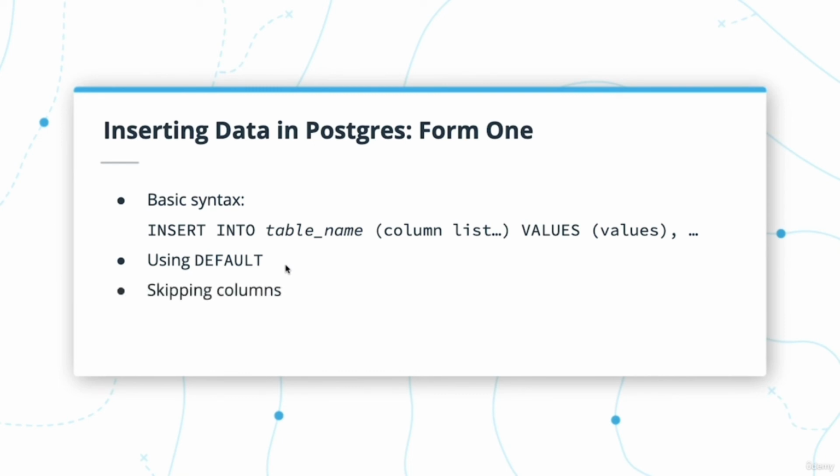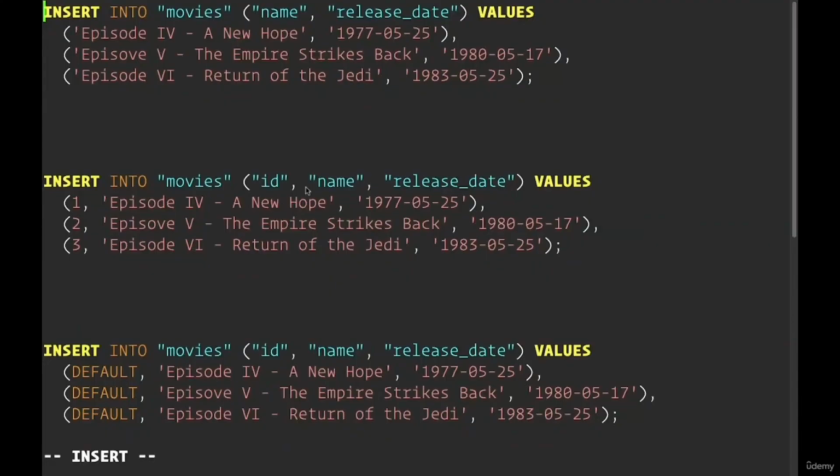We're going to see that we can skip columns, which will automatically insert the default values for them. And we're going to do that right now using an example table that I've already set up for you. So I've set up a few insert commands that we're going to dissect and run together. But before actually looking at them, let's take a look at what we currently have in our database.